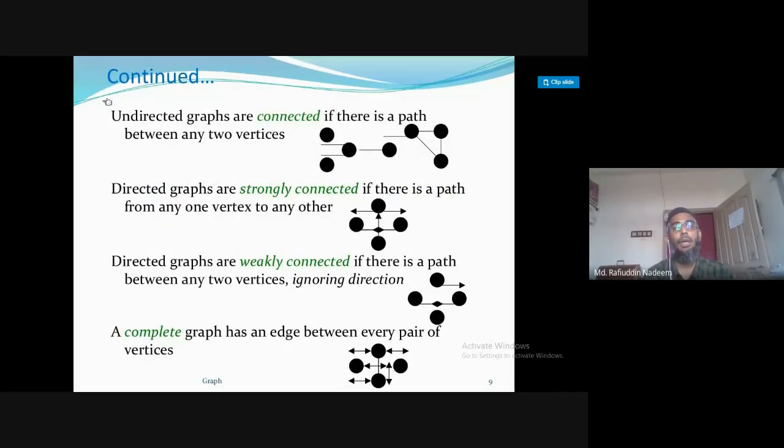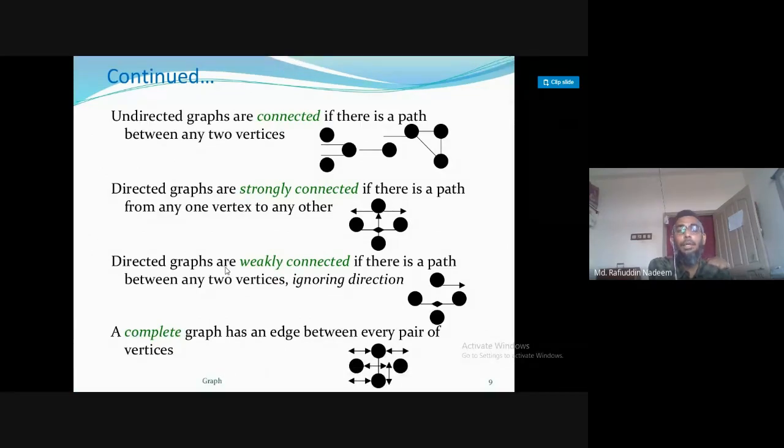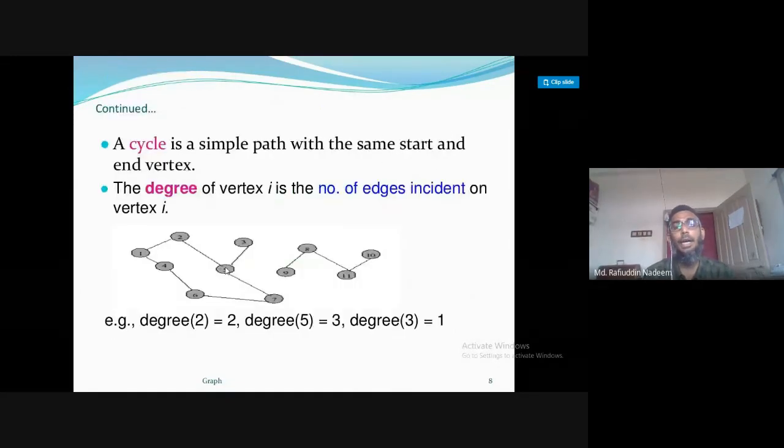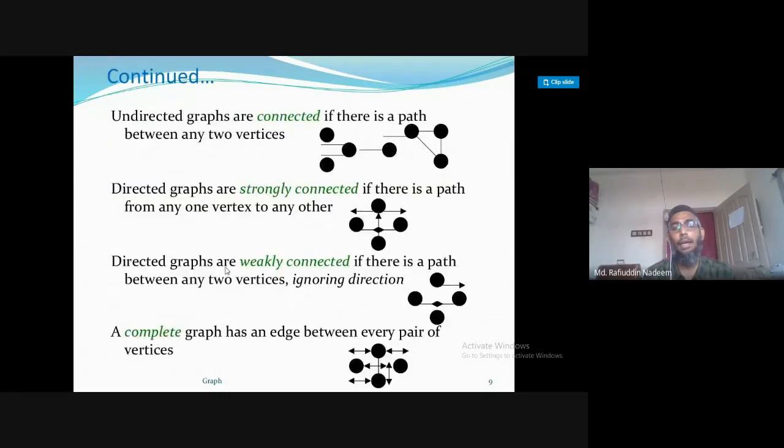Okay, then directed graphs are weakly connected if there is a path between any two vertices ignoring the direction. So if you ignore the direction and there exists a path between any two vertices, then you can say it is a weakly connected graph. And a complete graph has an edge between every pair of vertices. As mentioned here, a graph in which each vertex is directly connected to any other vertex is called a complete graph.